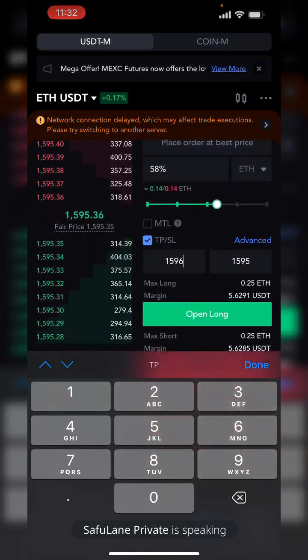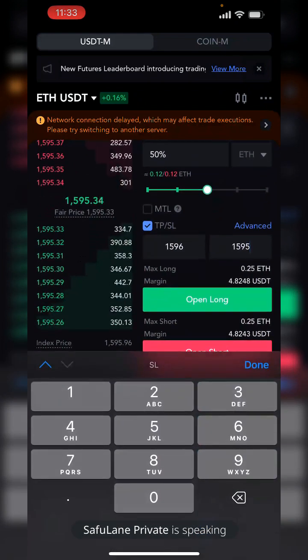So how much do I want to use? I want to use $5. So initially I'm using about $4.8. I'm going to increase my stop loss because I see what happened just now. The price came down to 1594, so I'm going to put it at 1594. I'm opening a long on it to go to 1596. Yeah, let's just take it like that.